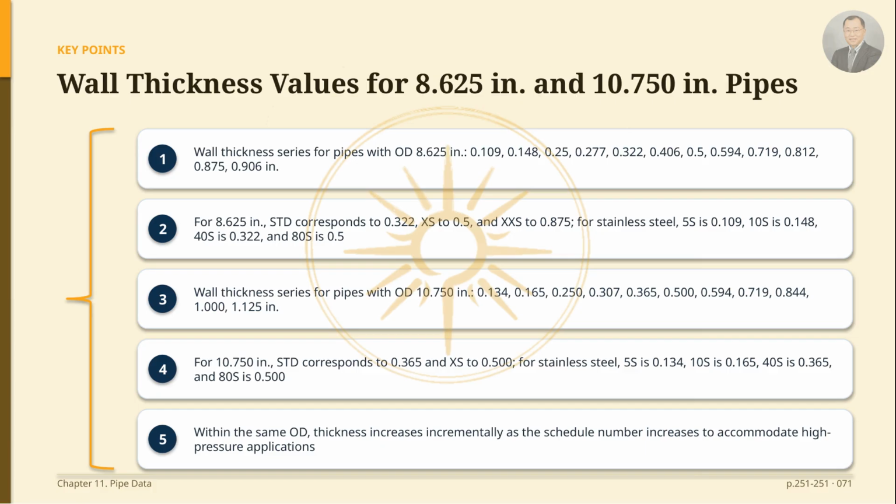In this slide, we will look at a reference table summarizing the wall thickness values for pipes with outside diameters of 8.625 inches and 10.750 inches. It shows the principle where the wall thickness increases incrementally as the schedule number increases within the same outside diameter to accommodate high-pressure applications. For example, for the 8.625 inches pipe, the thickness differs between STD at 0.322 and XS at 0.5. Rather than memorizing all the values, please first select the outside diameter that fits your design conditions and then find and use the corresponding wall thickness value based on the required pressure rating.